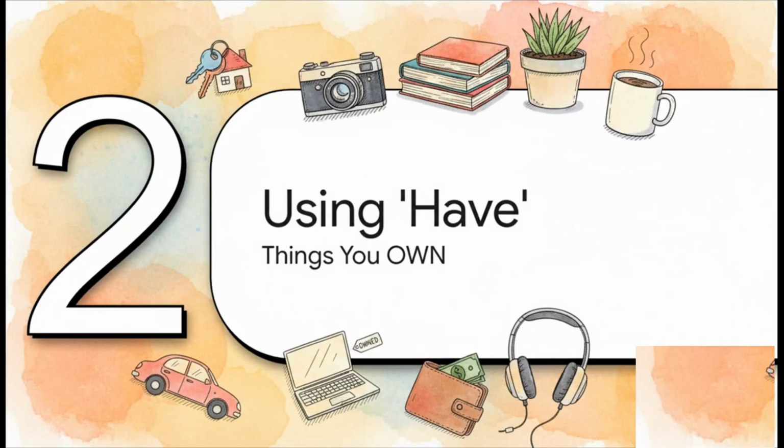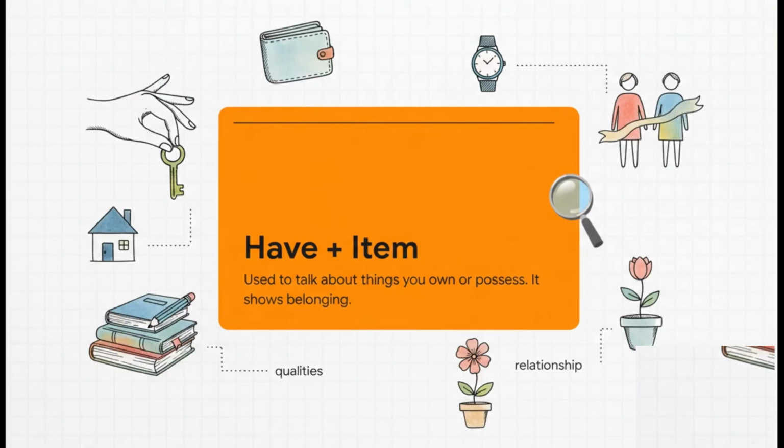Okay, so that was have to. Now let's see what happens when we take away the to and just use the word have all by itself. The meaning totally changes. Now we're talking about things that we own. Yep, have on its own is all about possession. It's how we talk about the things that belong to us. This could be actual stuff, like a phone, or it could be qualities about ourselves, or even our relationships. It's all about what's connected to you.